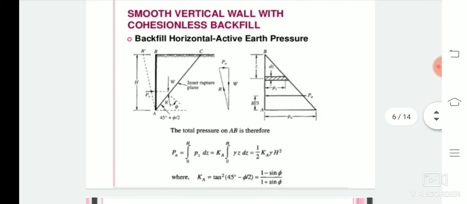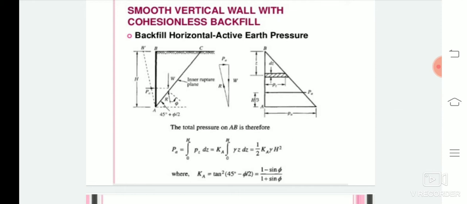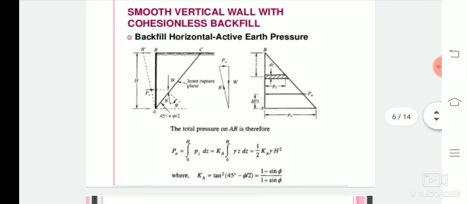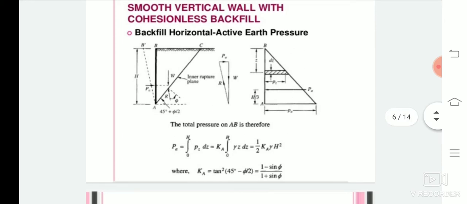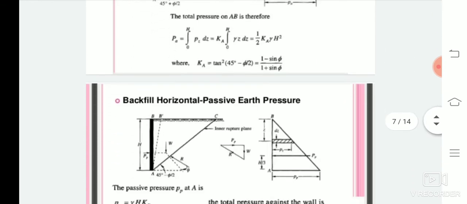Hence, the active earth pressure acting on the wall is given by the integration of the pressure over the total height, that is from limit h equals 0 to h equals capital H, and by integrating we get half of Ka gamma h square, where Ka is the coefficient of active earth pressure, which is given by 1 minus sin phi by 1 plus sin phi.